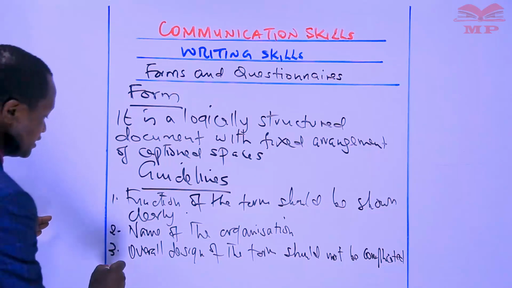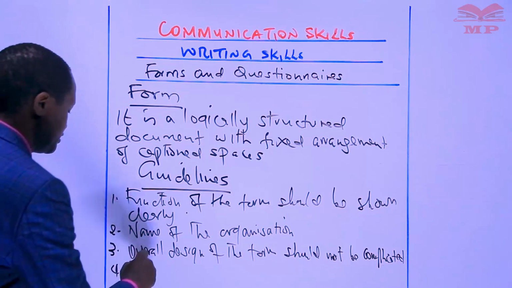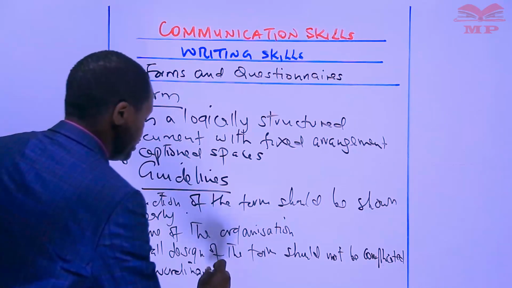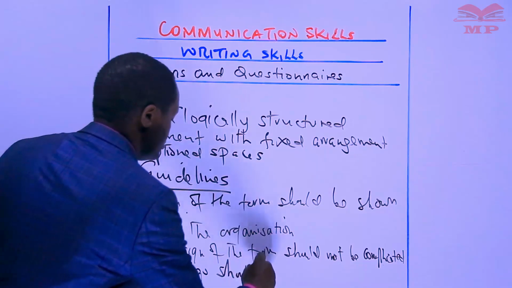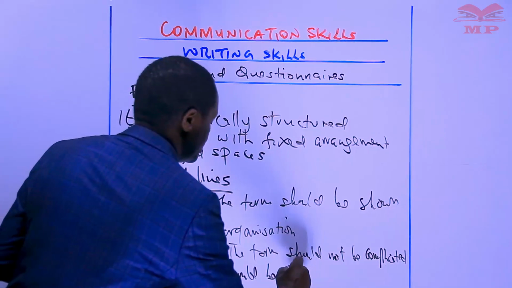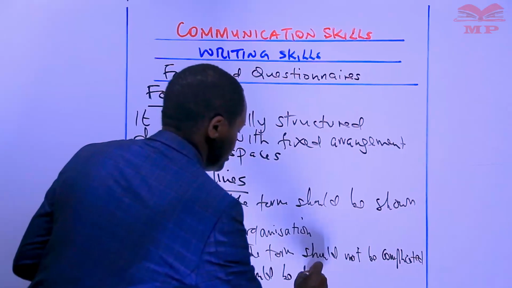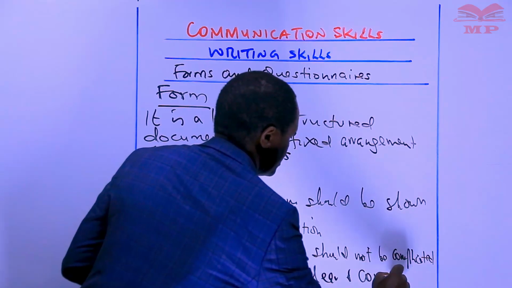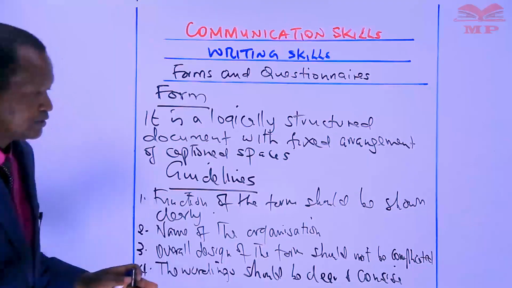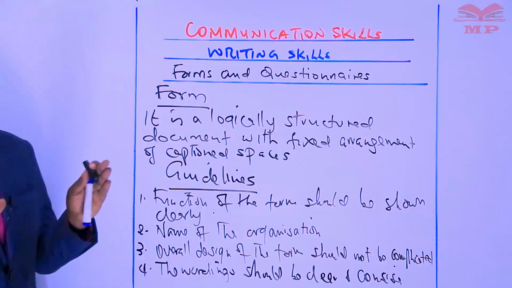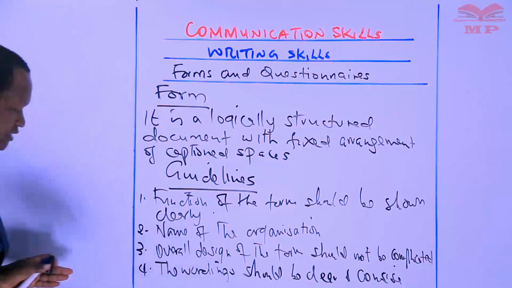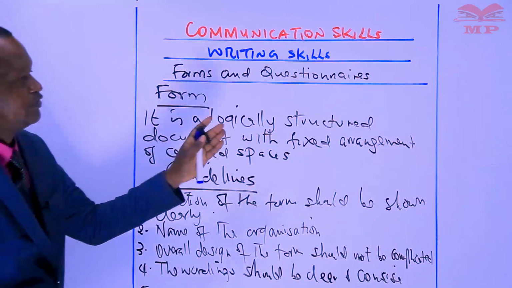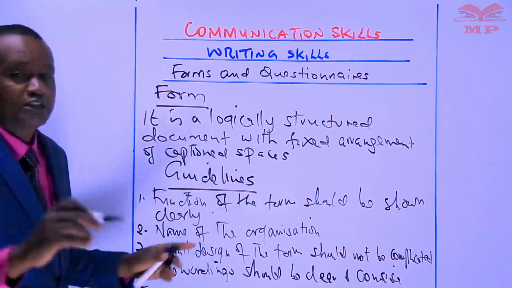The fourth one is that the wording should be clear and also concise. We said here that a form is a structured document with fixed arrangement of captioned spaces.